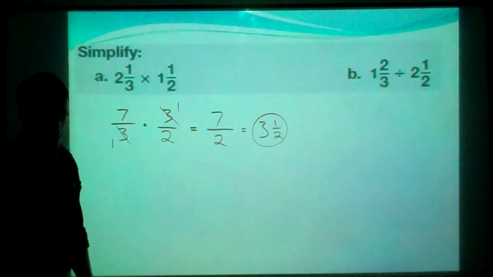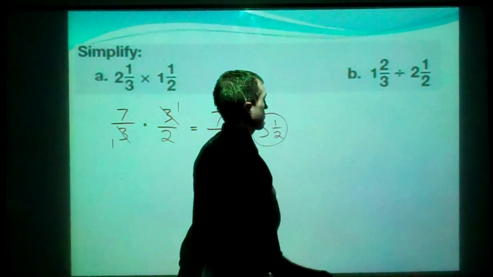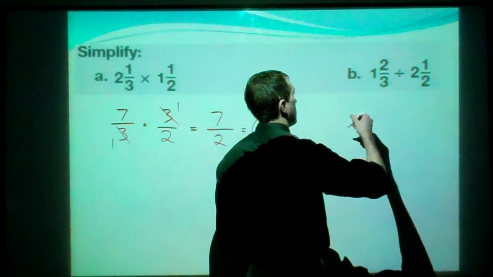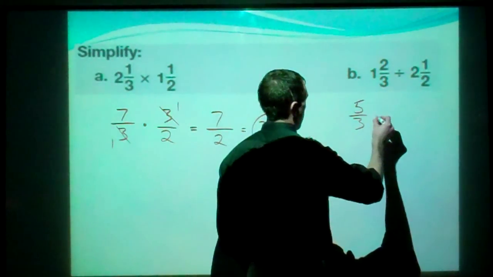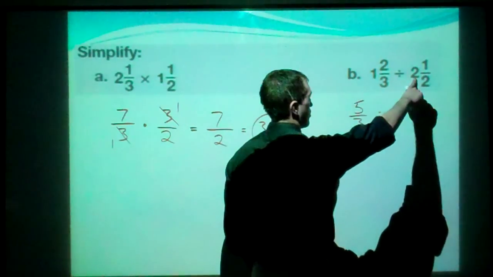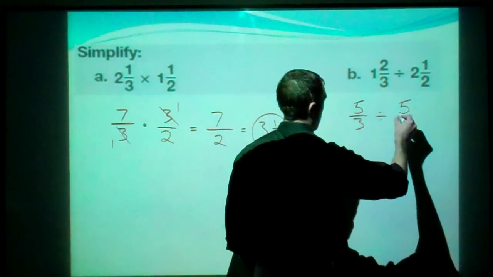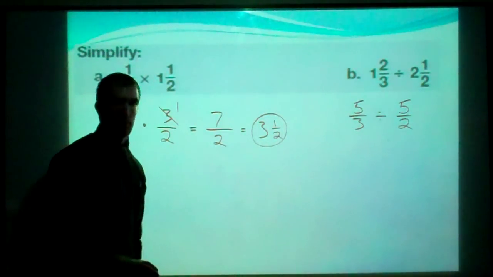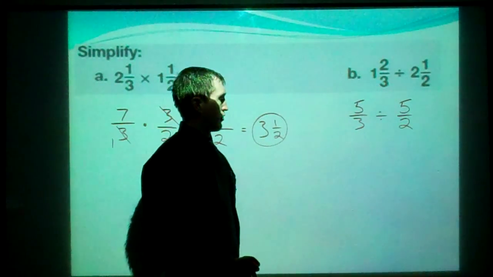All right, let's look at letter B here. First thing we're going to do, turn everything improper. 3 times 1 is 3, plus 2 is 5, so we have 5 over 3, divided by 2 times 2 is 4, plus 1 is 5, 5/2. Now we're dividing, so we have to remember to reciprocal, reciprocal, reciprocal.